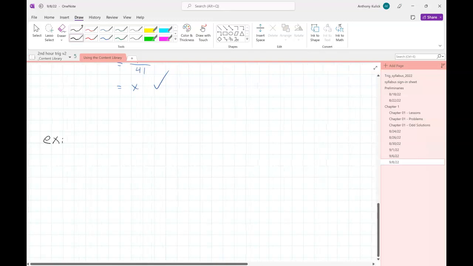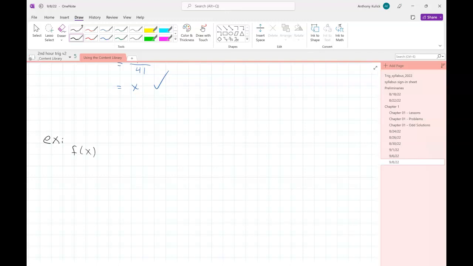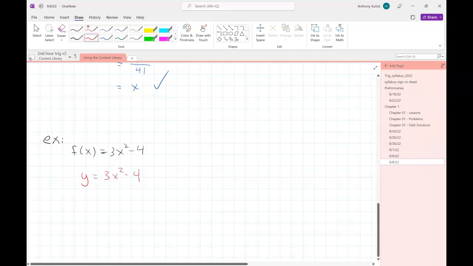All right, let's say we want to find the inverse for 3x squared minus 4. So remember to find the inverse, my first step is to replace the f of x, the function notation, which is the y equals. Everybody good there? Then we want to get the x by itself.